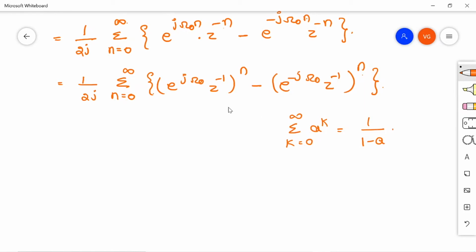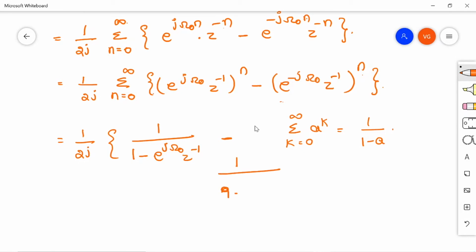So in place of a, I have e power j omega naught z power minus 1 and e power minus j omega naught z power minus 1. So these two terms can be expanded like this. So 1 by 2j multiplied by 1 by 1 minus e power j omega naught z power minus 1, right? That is the 1 by 1 minus a format. So minus, again this one also I can write as 1 by 1 minus e power minus j omega naught z power minus 1, right?